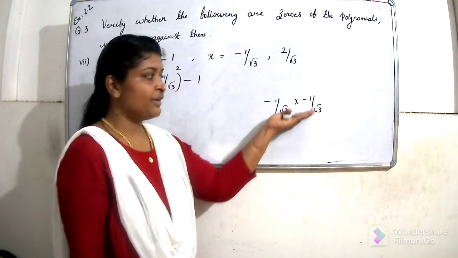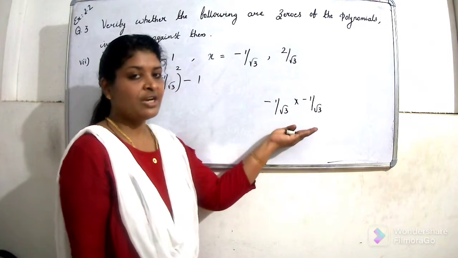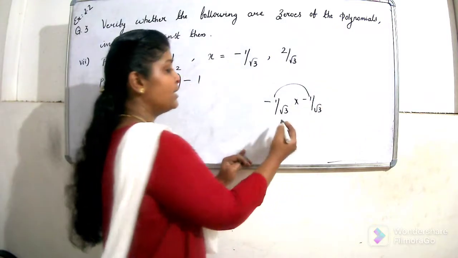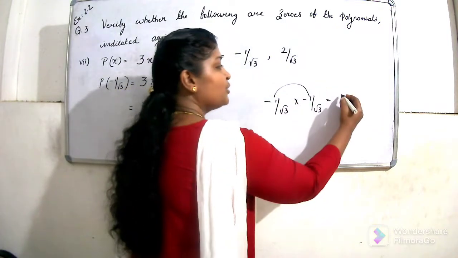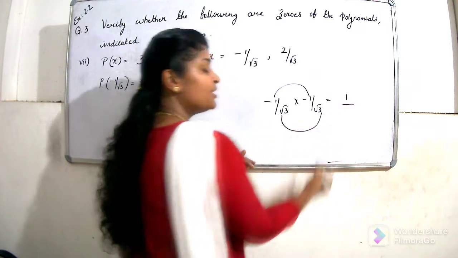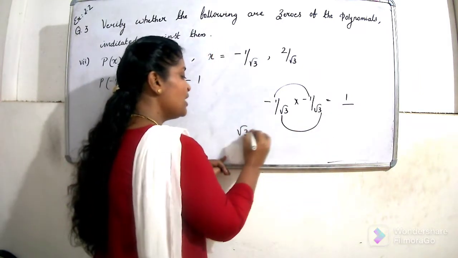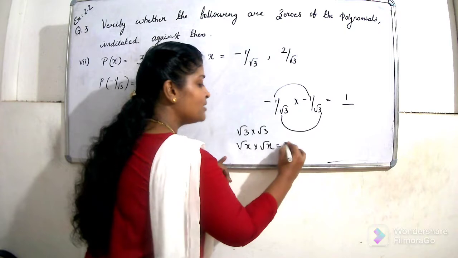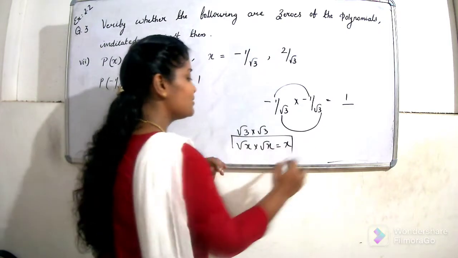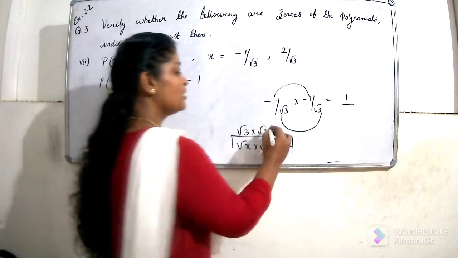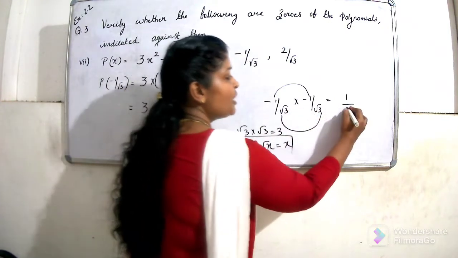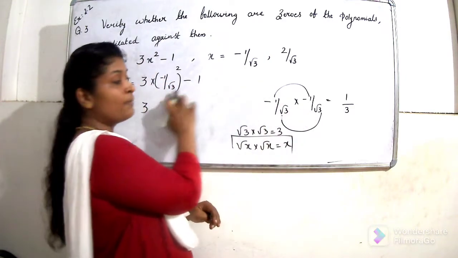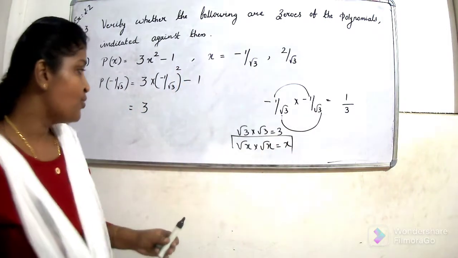In multiplication, when fractional numbers are coming, how do we do the calculation? Multiply the numerators, so when we multiply the numerators, we will get 1. Multiply the denominators. So root 3 into root 3, what is it? We know root x into root x is equal to x. So similarly, root 3 into root 3, the answer is 3. So we can write here 3. So when we find the square of this particular number, we will get 1 by 3.